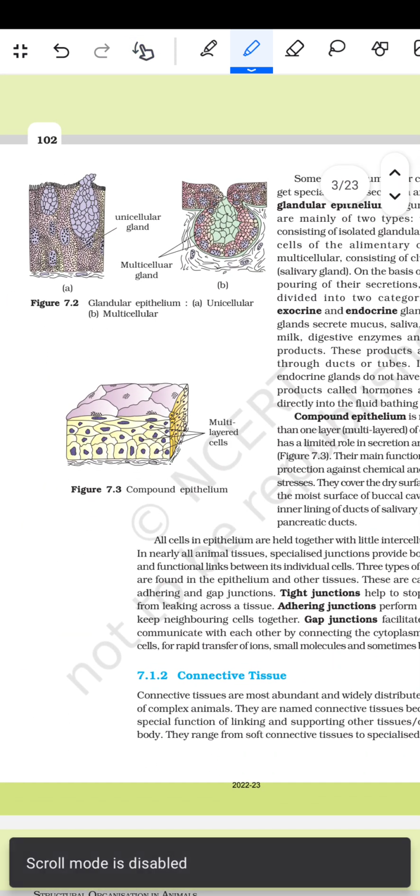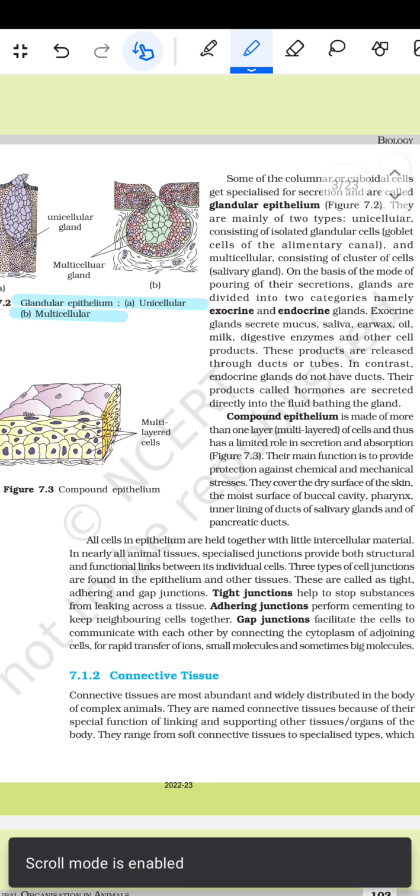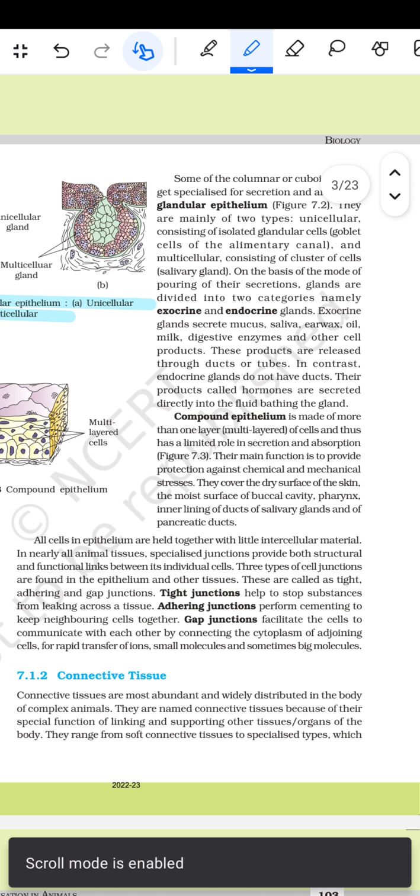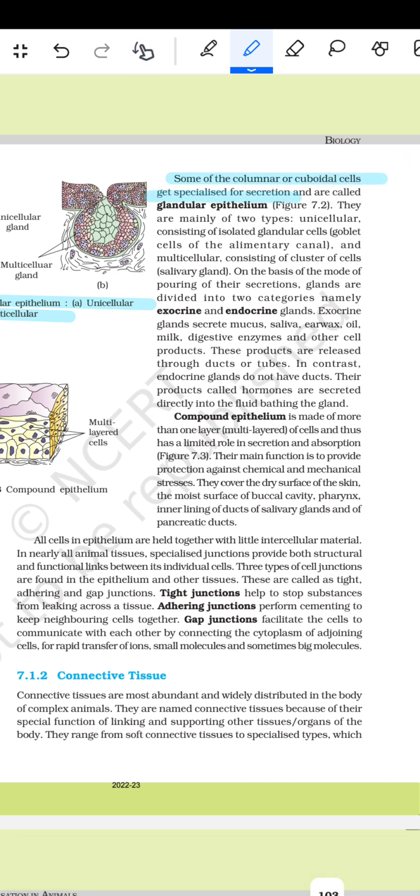So this is the glandular epithelium, with the unicellular and multicellular types given. This shows the unicellular gland and this shows the multicellular gland. So some of the columnar or cuboidal cells get specialized for secretion and are called glandular epithelium. They are mainly of two types: unicellular, consisting of isolated glandular cells such as the goblet cells of the alimentary canal, and multicellular, consisting of a cluster of cells, such as the salivary glands.